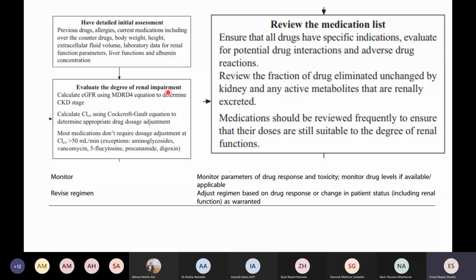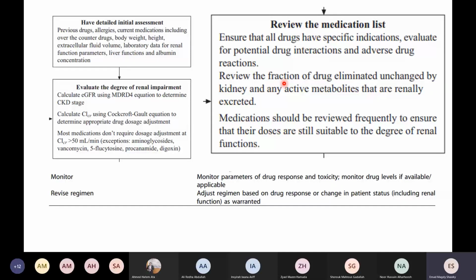Then evaluate the degree of renal impairment, as I discussed, by measuring through 24-hour urinary collection or by estimation, and then review the medication list, the doses of the drugs, the maintenance, the initial. So we have an initial dose and a maintenance dose. We have dose adjustment according to clearance, whether the patient is on hemodialysis or not, patient state, and patient comorbidities. All these can be adjusted.